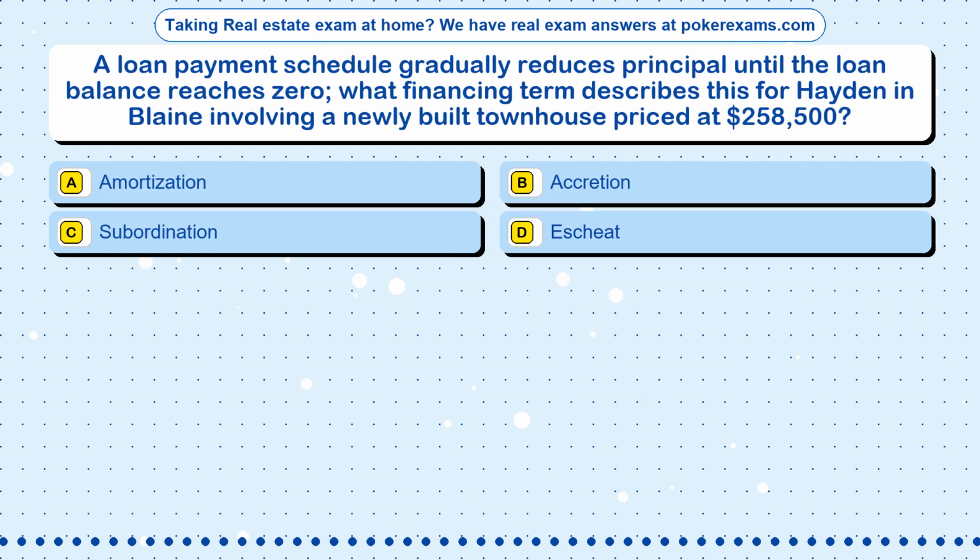Question 77. A loan payment schedule gradually reduces principal until the loan balance reaches zero. What financing term describes this for Hayden and Blaine involving a newly built townhouse priced at $258,500? Option A. Amortization. Option B. Accretion. Option C. Subordination. Option D. Escheat.